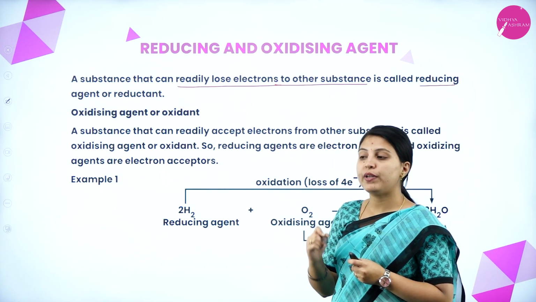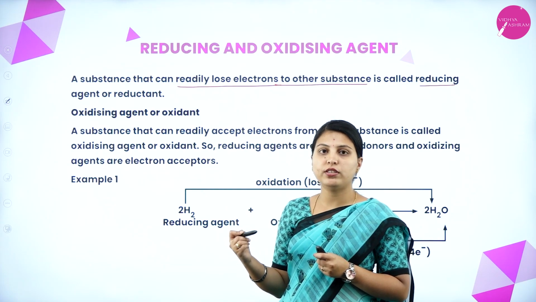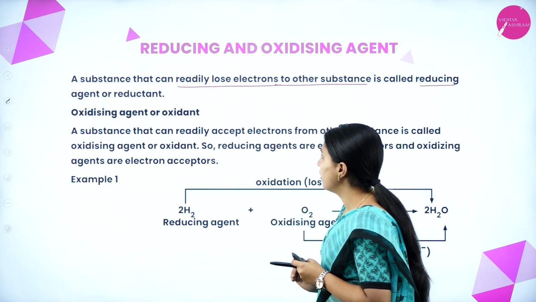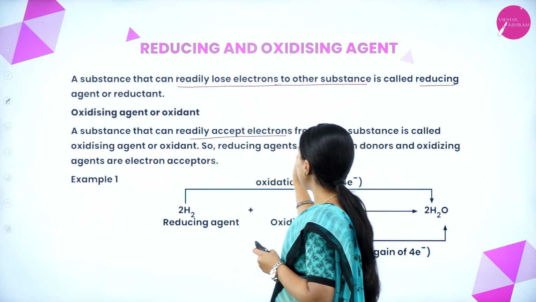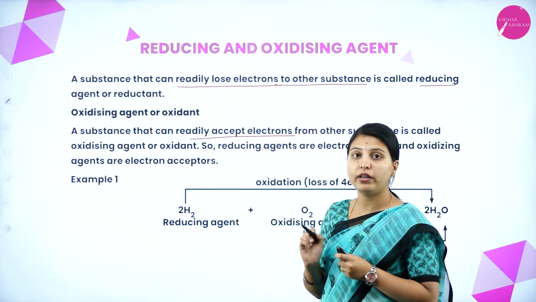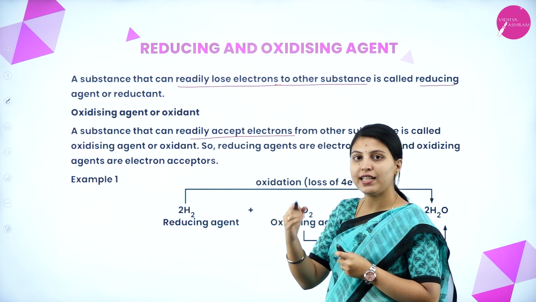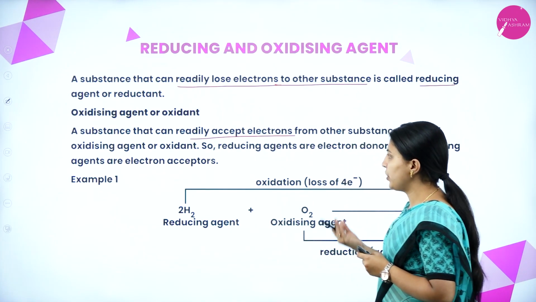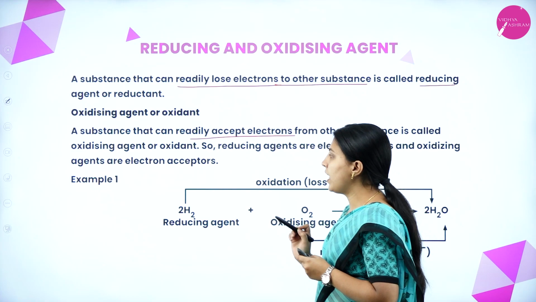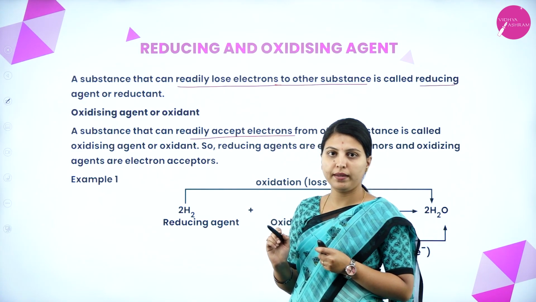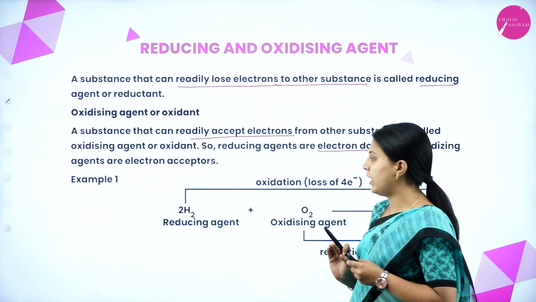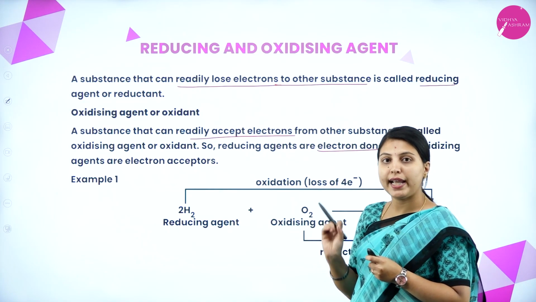A substance which makes another substance gain electrons is considered an oxidizing agent or oxidant. A substance that can readily accept electrons from another substance is called an oxidizing agent. It is not the reducing agent. It is influencing other substances, so it will be changed. So reducing agents are electron donors and oxidizing agents are electron acceptors. Once again, reducing agents are electron donors, from which electrons are donated.